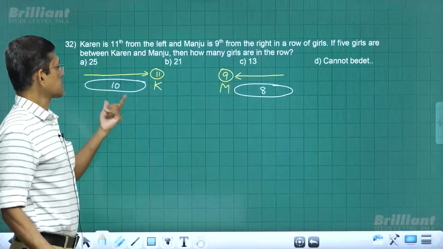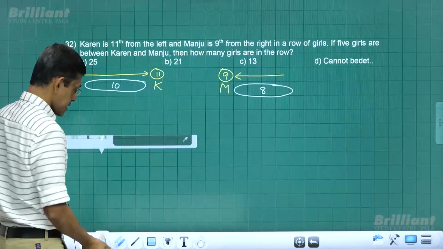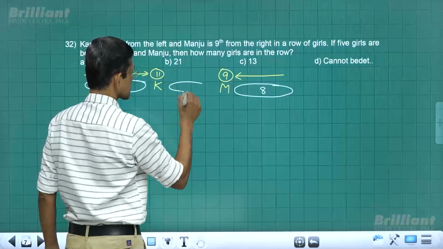And if 5 girls are between Karen and Manchu, so there are 5 girls between Karen and Manchu.